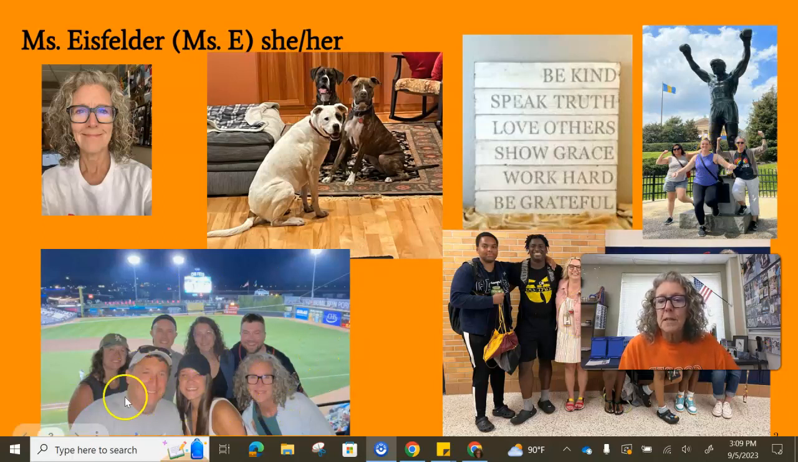In the lower corner here is my family. There is my husband. There's my daughter and her husband. They are expecting their first baby. There is my middle daughter and her boyfriend, and there is my youngest daughter. She's a recent graduate of Moorhead and has just recently moved back to the Twin Cities to find a job.